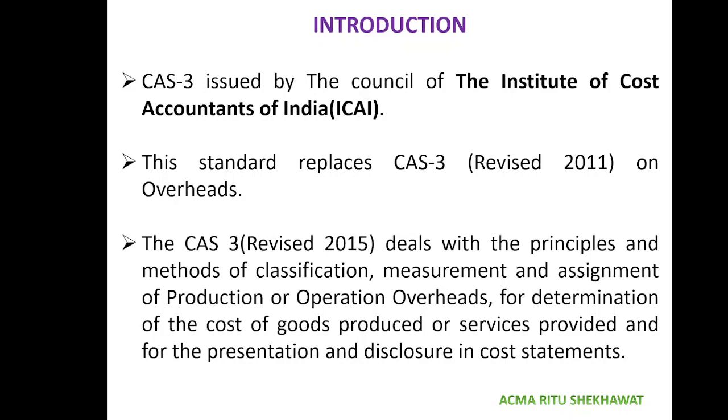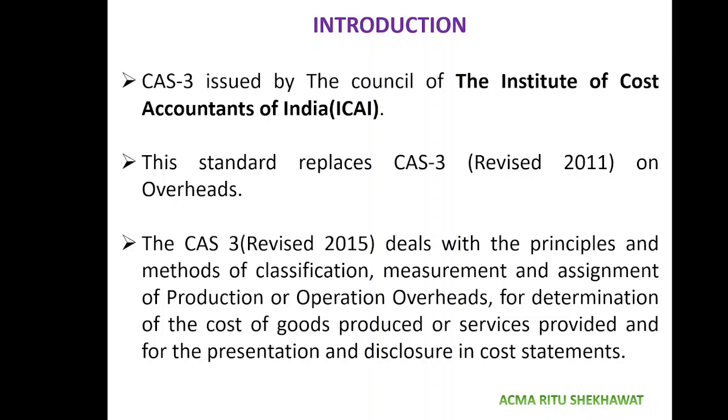So in this, three overheads are there: production overhead, administration overhead, selling overhead. Production overhead is CAS 3, which we are covering in today's topic only. Admin expenses relate to CAS 11, and selling overhead is CAS 15, which we are going to study in the upcoming session. So these are the three overheads in the cost accounting standards we are going to study.